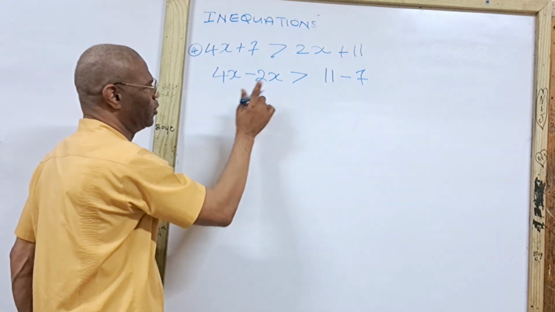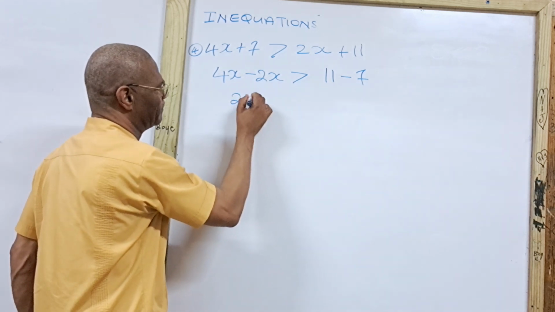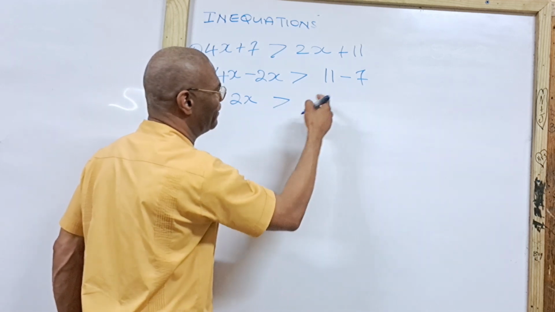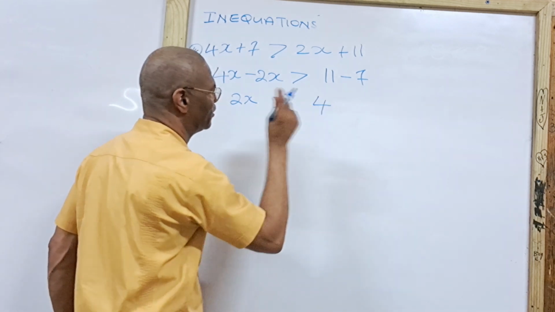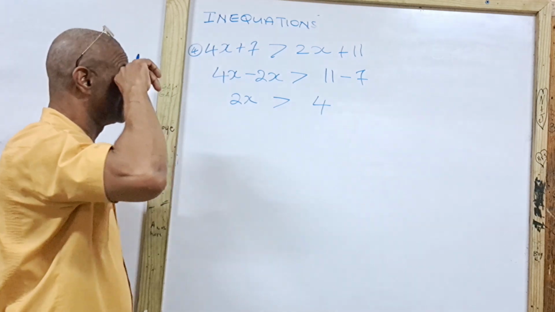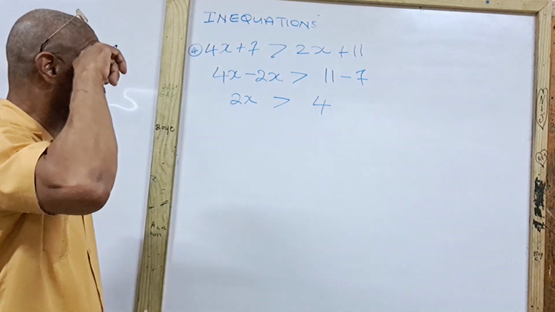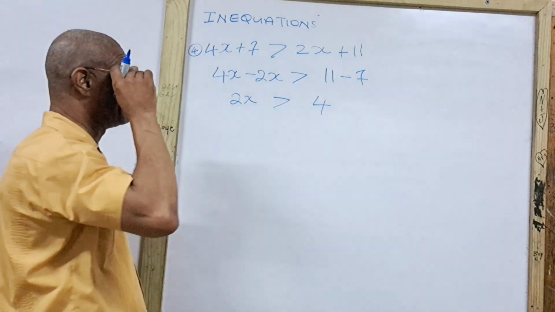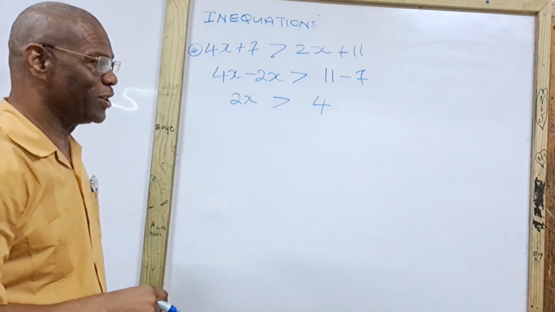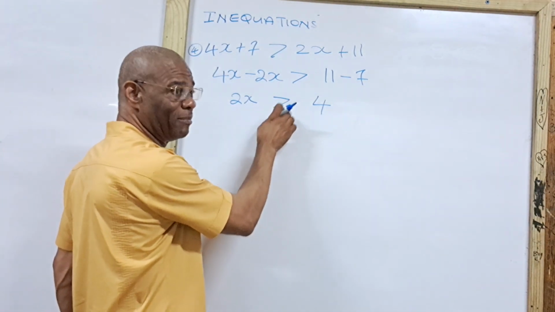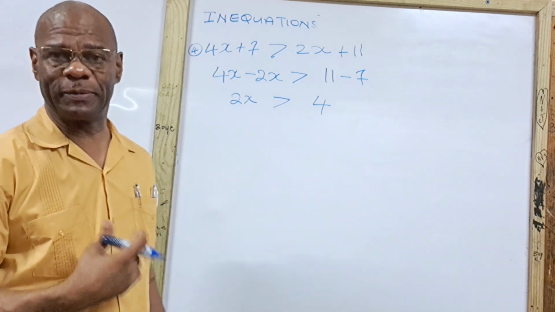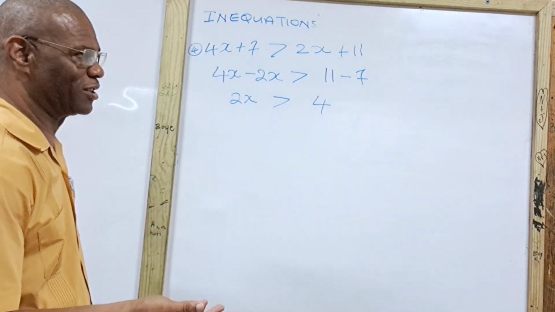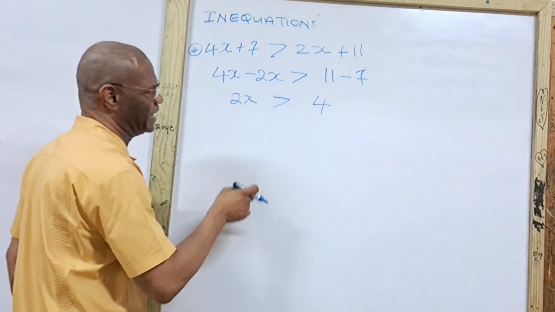So 4x minus 2x is what? 2x is greater than 11 minus 7 is 4. So we now have 2x is greater than 4. Now remember, one of the ways to remember the symbol: the arrow always points to the term that is less, it opens to the term that is greater.